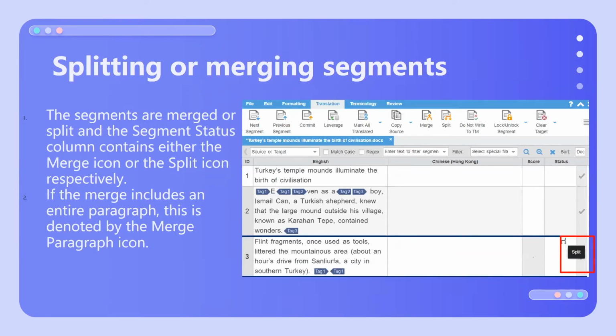So the segments that are merged or split have a segment status comment containing either the merge icon or split icon, respectively. If the merge includes an entire paragraph, this is denoted by the merge paragraph icon. You can find here there is also a split icon because we want to split a whole paragraph, the entire paragraph.